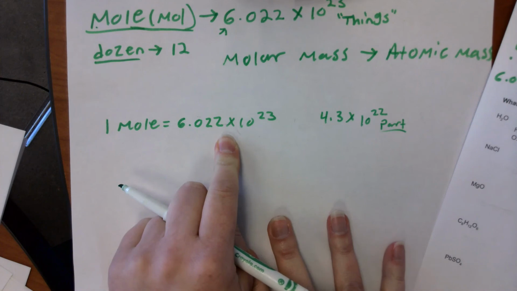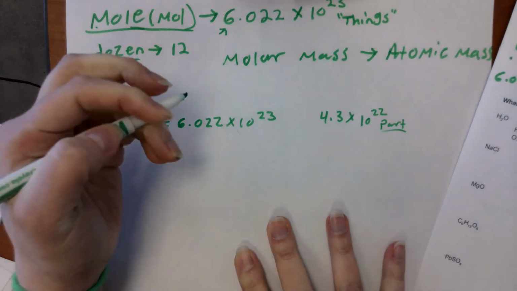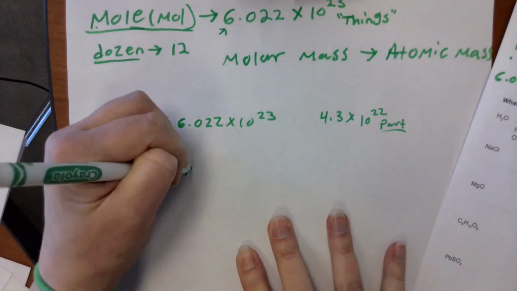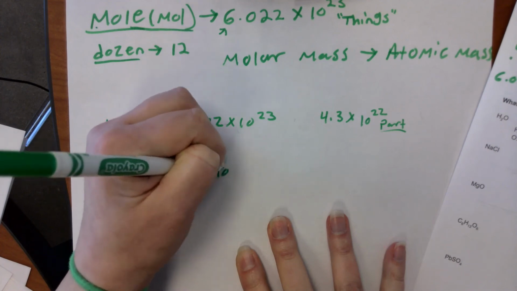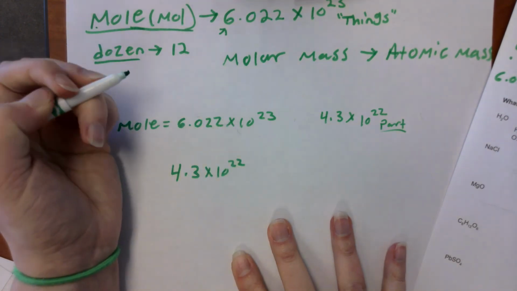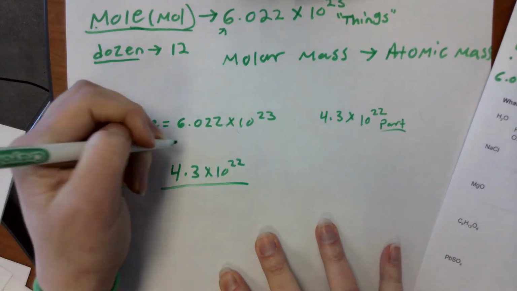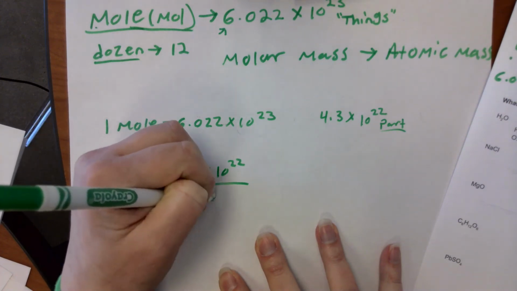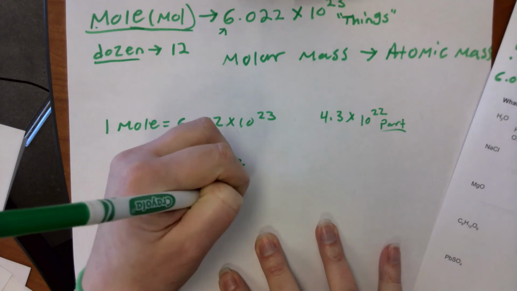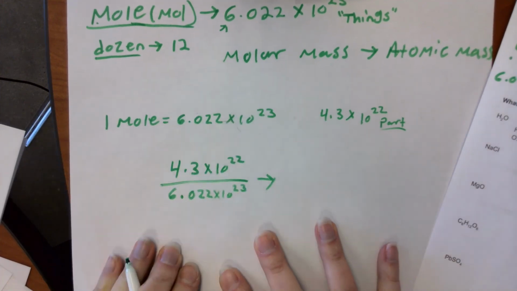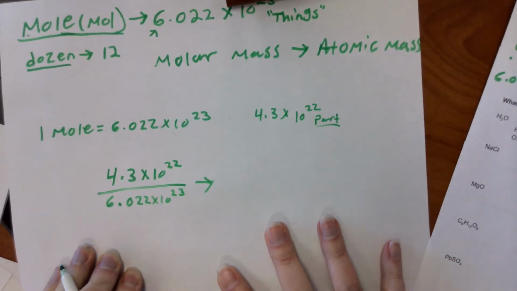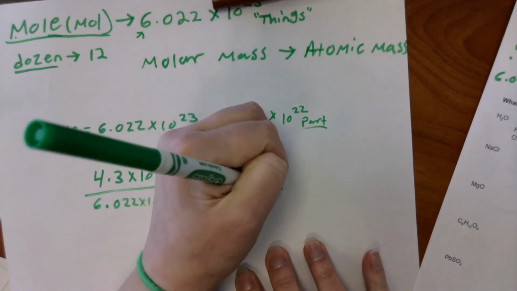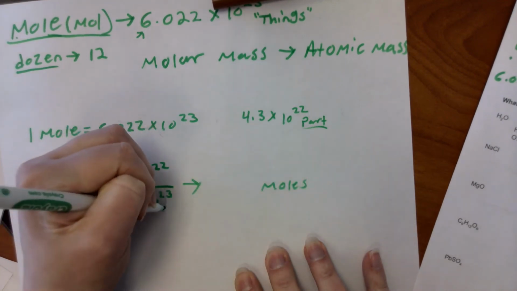So you've got to do simple math. So 4.3 times 10 to the 22nd, that's how many you have. And you have to divide it by this, which is 1 mole, and you'll get your answer. And then you'll just put how many moles, because moles.